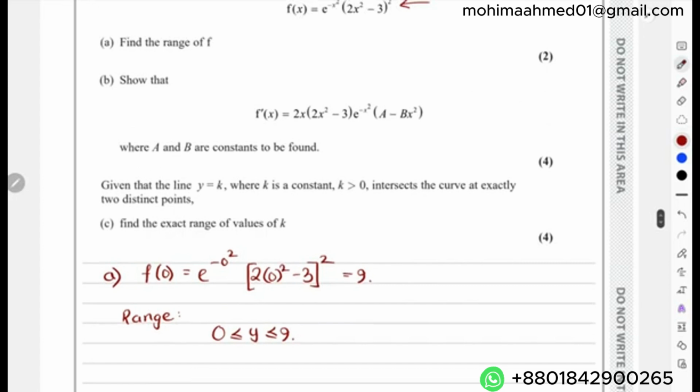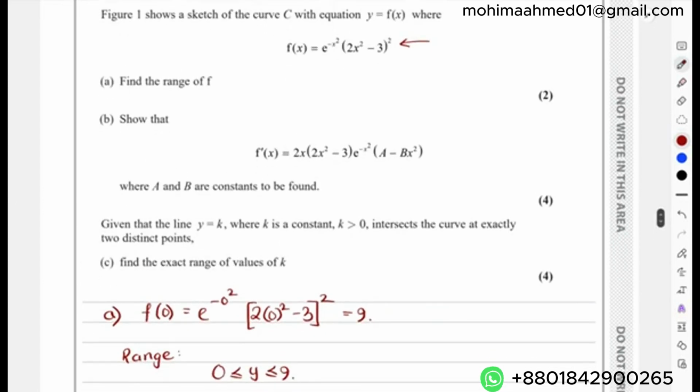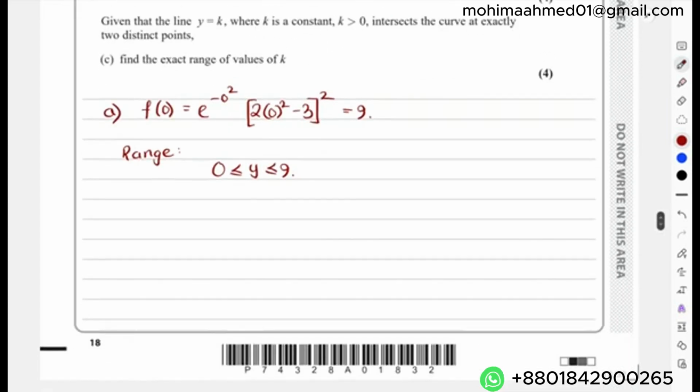So we'll move on to part B. We need to show that f prime x can be written in this format, where a and b obviously have to be found. So let's start. This is obviously going to be a product rule, right? Because e to the minus x square is multiplied with 2x square minus 3 whole square.